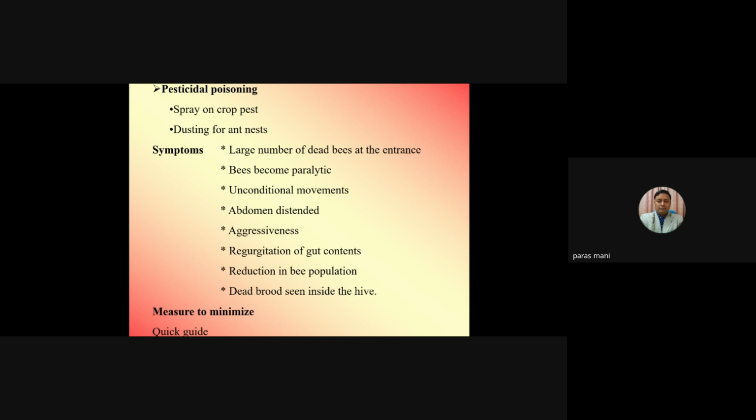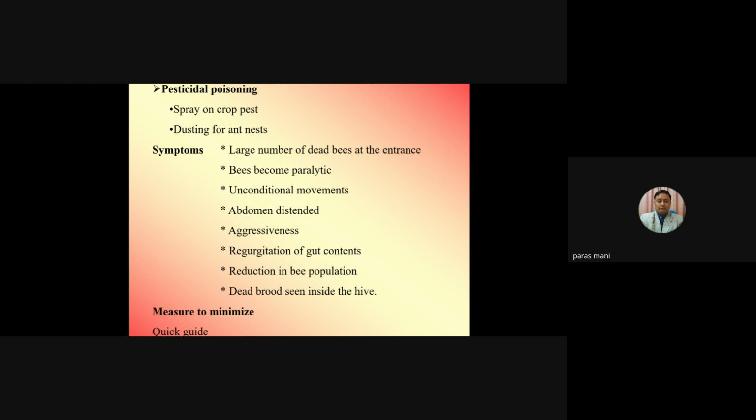In such conditions, regarding the symptoms of bee poisoning, you must remember a few points to write in an examination if asked. A large number of dead bees at the entrance of the hive. When the poison is ingested by the bee during foraging, while returning, the reaction happens within the gut, that is the stomach of the worker bee, and may result in metabolism.